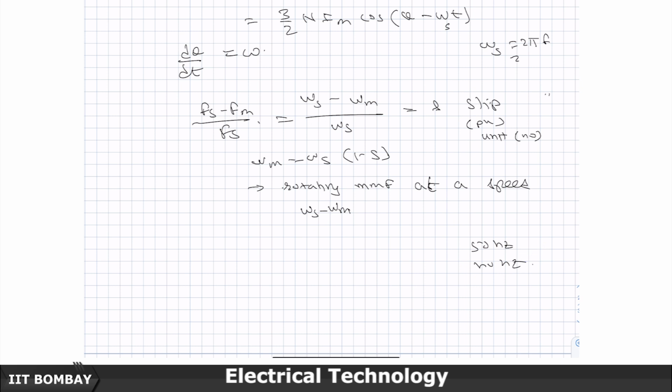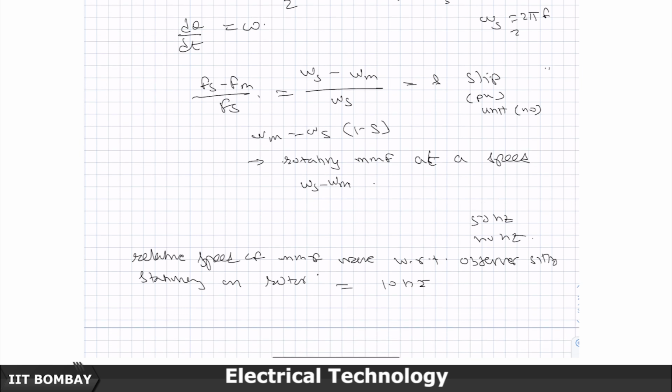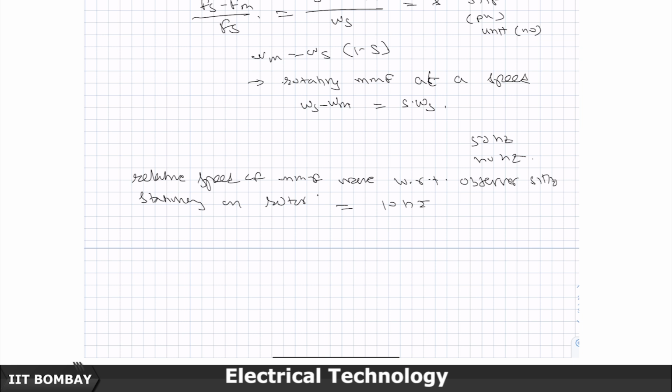So, what will happen? The relative speed of the MMF wave with respect to an observer stationary on the rotor, which means he is rotating at the speed of the rotor, will be 10 hertz, which is nothing but s times of, because what is omega s minus omega m? It is s times omega s.